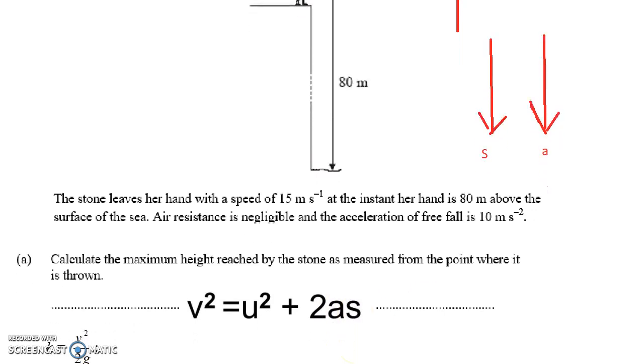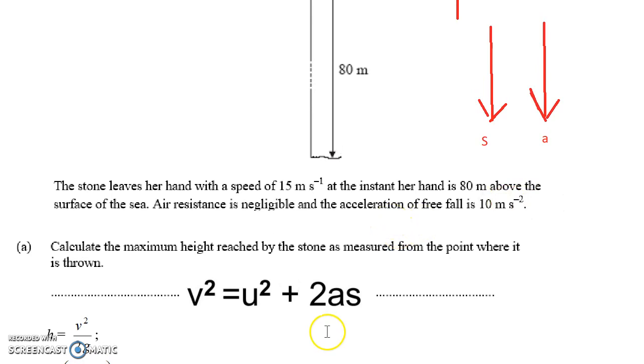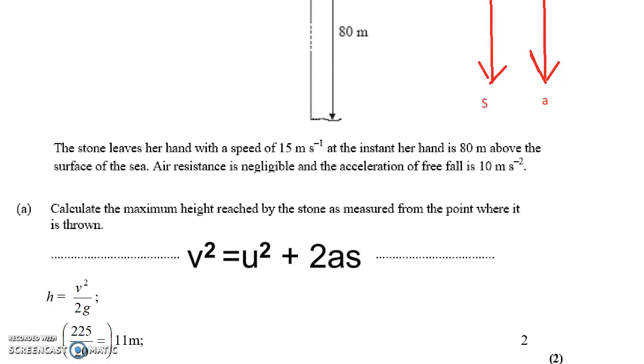So we need to rearrange in terms of s, which is the height, which in the mark scheme has been called h, and the acceleration, which we have here, is the acceleration due to gravity, so that's been put as g as free fall, which is 10. So that's our rearrangement of the equation. Plug in some numbers and you get 11 meters.